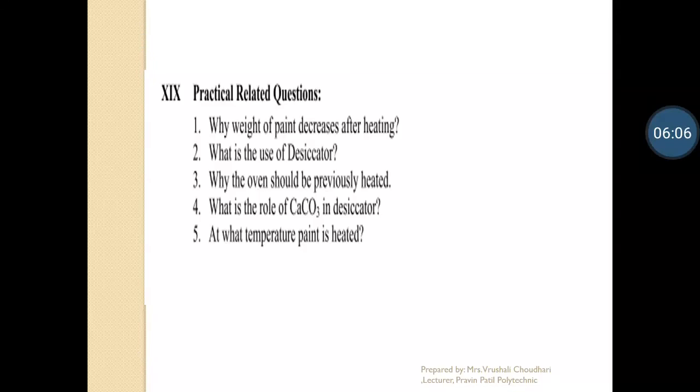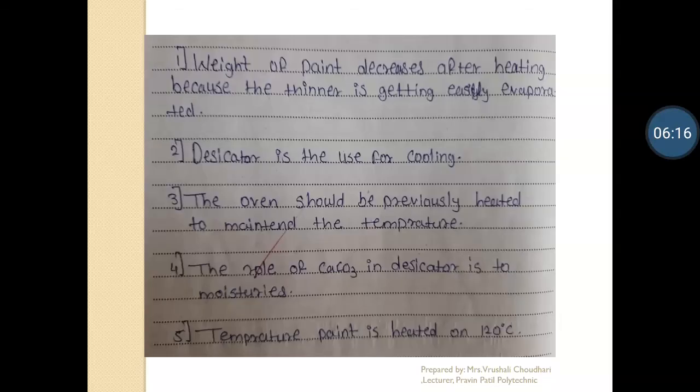These are the practical related questions you are going to write down in your notebooks. What is a desiccator? At what temperature are we going to heat it? Okay, the question and answer are already given.